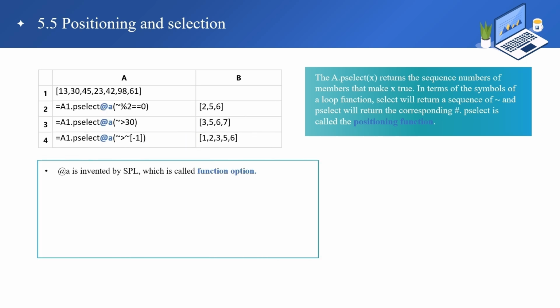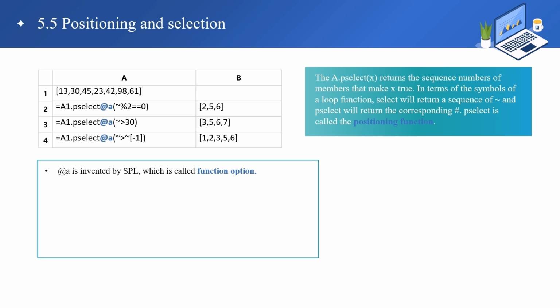What is this? The writing method of @a is invented by SPL, which is called function option. In theory, pSelect and pSelect@a are two unrelated different functions, but these two functions are very similar. They are both for sequences, and the parameters are the same. Although the functions are not exactly the same, they are very similar. In this case, we are more willing to regard one of them as a variant of the other, and use similar names when naming, which will be more convenient for understanding and memorizing. But these two functions are still different and need to be distinguished.